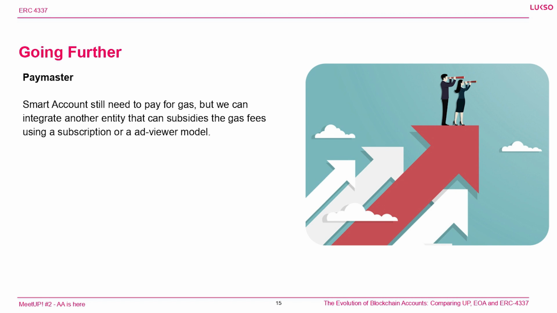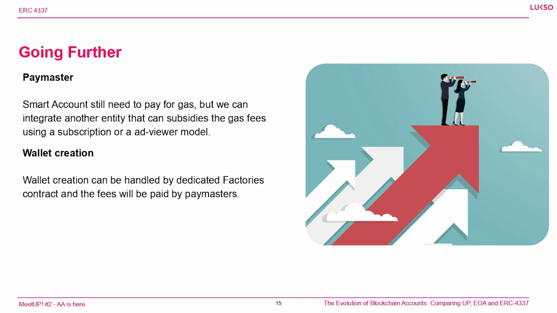This other entity, the Paymaster, can be based on the subscription model, such as Steven was explaining. You pay 10 euro or $10 a month, and then you have unlimited transaction fees. Or it can be from an ad viewing system, like you are viewing an ad, and once the ad is complete, then your transaction will be taken care of.